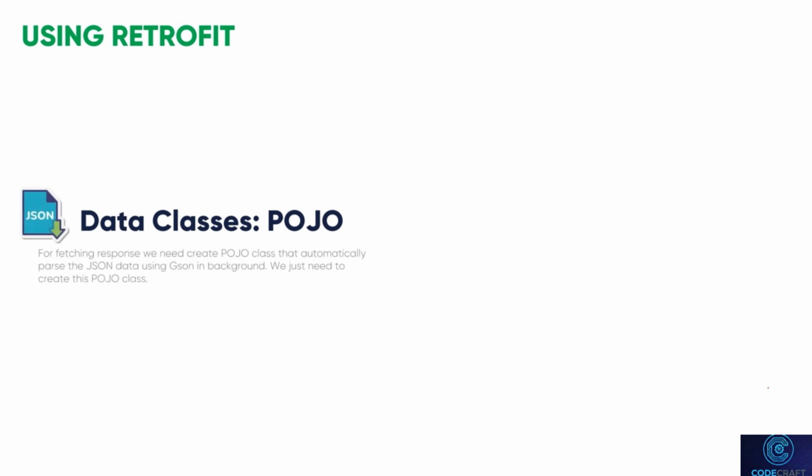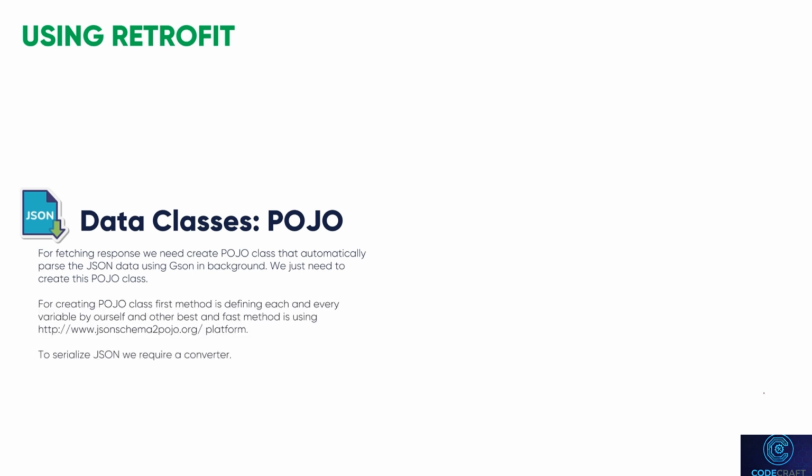Let's start with the data classes, or POJO, plain old Java objects. When working with Retrofit, data classes are commonly used to represent the structure of the data you expect to send or receive from a web service. You would use data classes or model classes to represent the structure of the data you want to send as the request body, or the data you expect to receive as the response from the API. As mentioned in the previous section, we can use online tools to transform our JSON response into POJO classes, or we can do it manually.